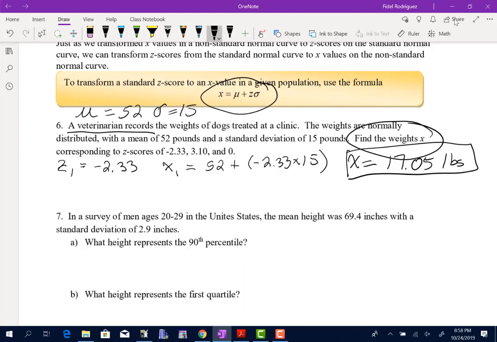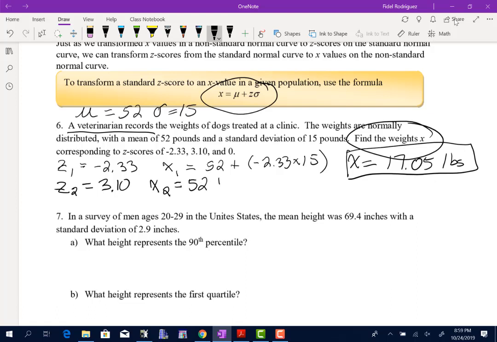The z-score is what kind of number? Negative, right? Because he's smaller than the average. Does that make sense? Okay. Now, let's do the same thing again, the second time. The second time, our z-score was what? 3.10? Okay. So now we're going to find our second x value. We're going to do it the same way.